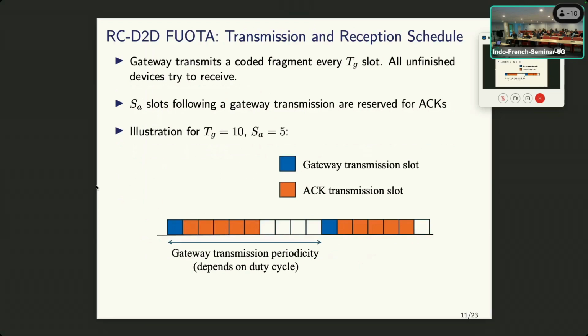So let us first try to formalize the transmission procedure. At the link layer, this is what we do. Every TG slot, the gateway transmits its coded fragment. From TG to TG, there are these vacant slots. Within these vacant slots, we reserve some of the slots immediately following the gateway transmission slot for acknowledgement transmissions. So these are the slots in which devices can transmit their acknowledgement. This is what we call the acknowledgement window.